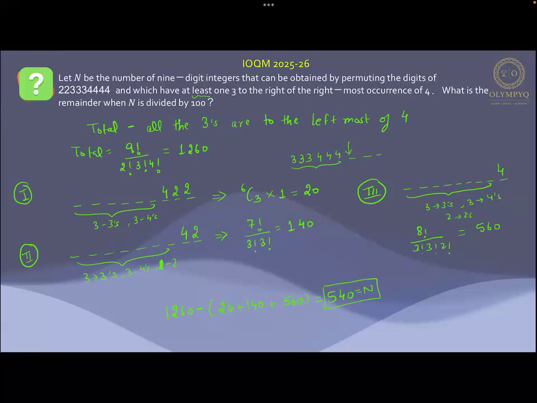In the question, they are asking what will be the remainder when N is divided by 100. If N is divided by 100, they're talking about the last 2 digits. So the last 2 digits are going to be 40, which makes 40 the correct answer, and the same is given by the IOQM final answer key as well.